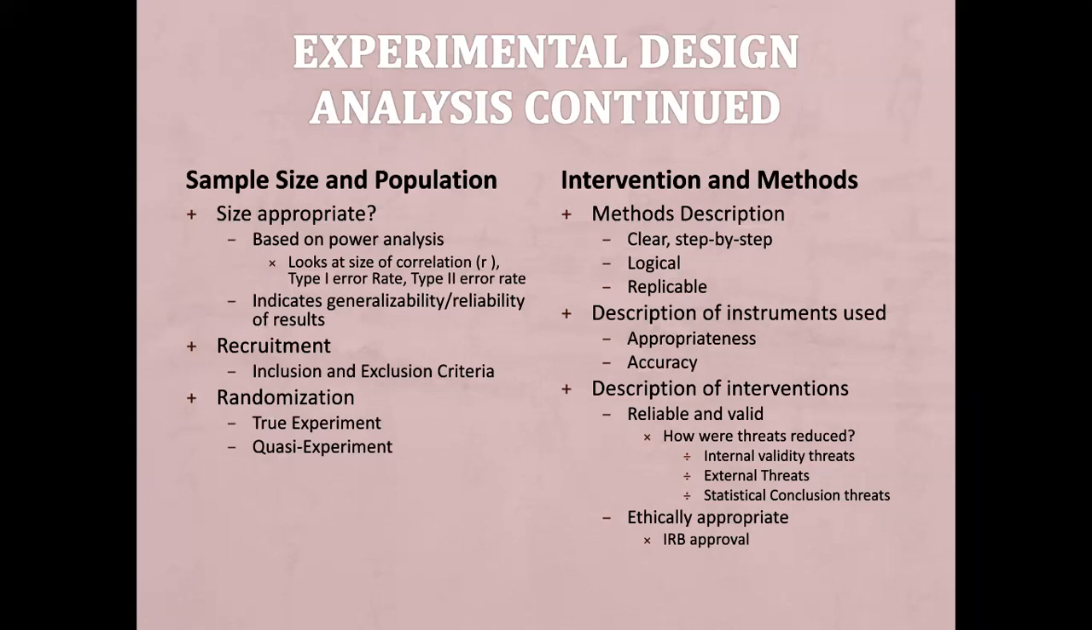Then we also want to know how randomization occurred. So true randomization means that anyone can randomly be assigned to either the treatment group or the control group, and everyone has an equal chance of being in either group. Whereas a quasi experimental or a non experimental group is when certain individuals are placed in the treatment group or control group based on certain characteristics or factors.